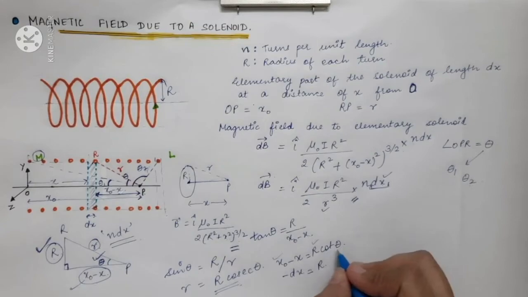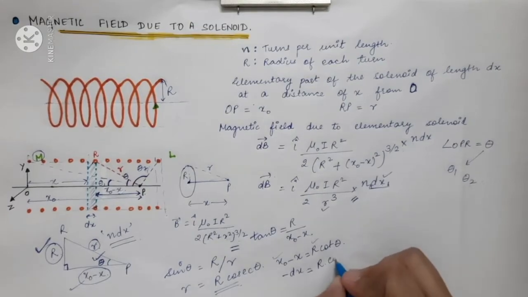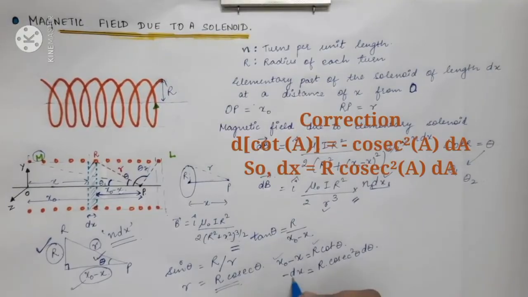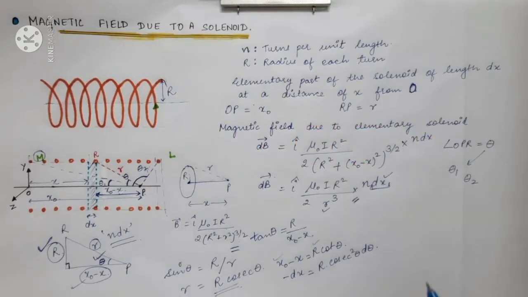times the derivative of cot theta. What is the derivative of cot theta? That is minus cosecant square theta d theta. So what will be dx? dx will be nothing but minus R cosecant square theta d theta.